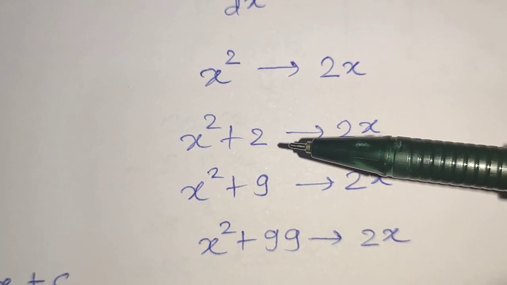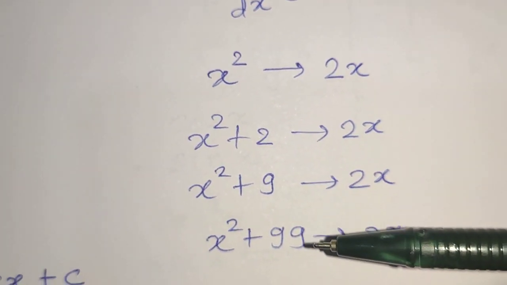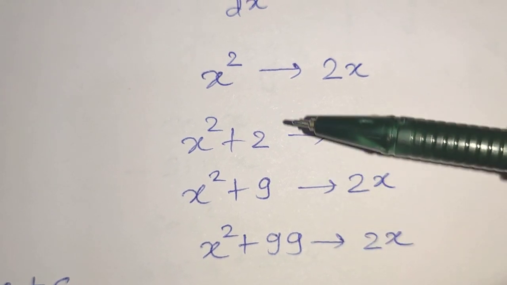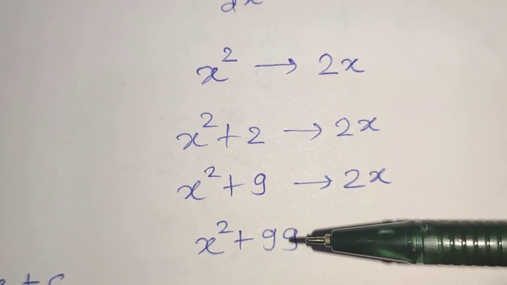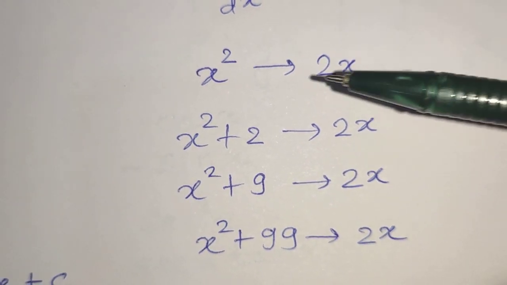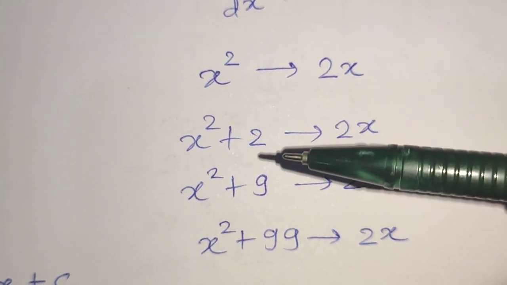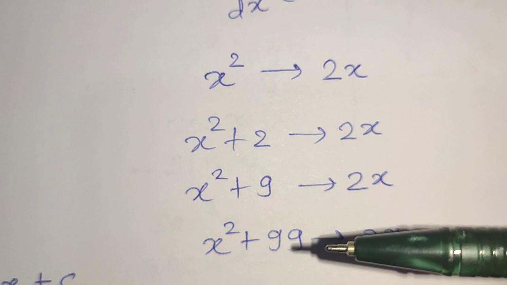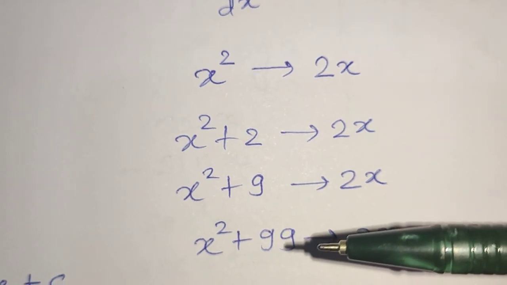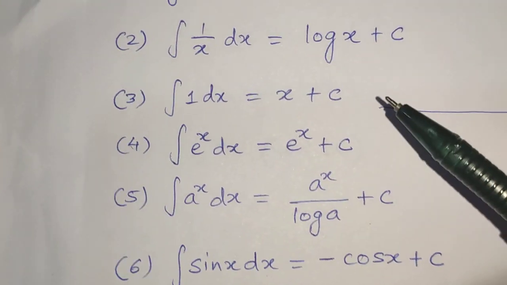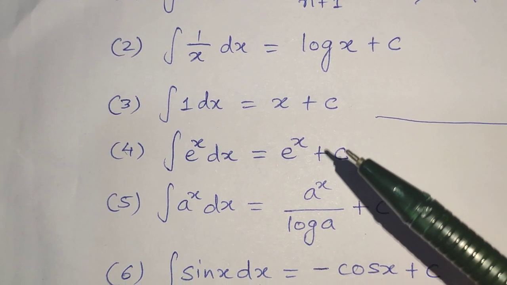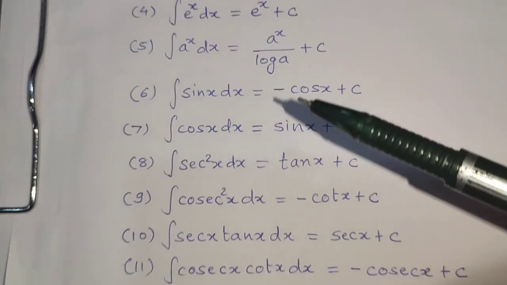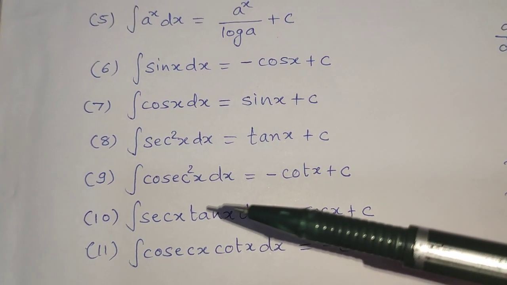But suppose the function is x square plus 2, x square plus 9, or x square plus 99 maybe. These 2, 9, 99 are constants. So we don't know exactly whether the integration of this function is x square only, or x square plus 2, or x square plus 9, or whatever the constant may be. That's why we are adding plus c every time. That plus c is nothing but the constant of integration, and the rest of the formulas are the reverse of differentiation.